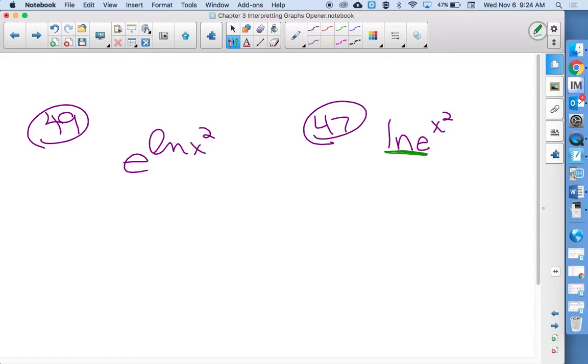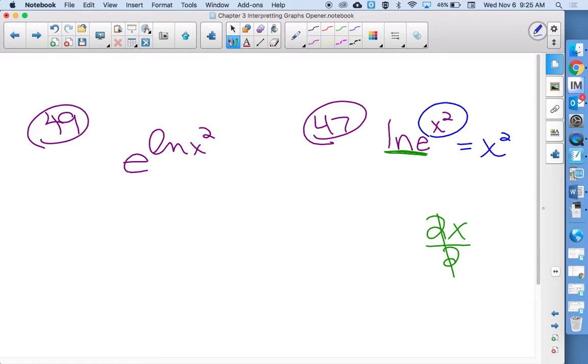These are inverses of each other. Anytime you have the natural log and the e, inverses cancel each other out, just like having 2x divided by 2. If I had 2x divided by 2, multiplication and division are inverses, they cancel. So if I have the natural log and an e, they're inverses of each other and they cancel. It's just equal to whatever the exponent is. And that is the property of inverses.